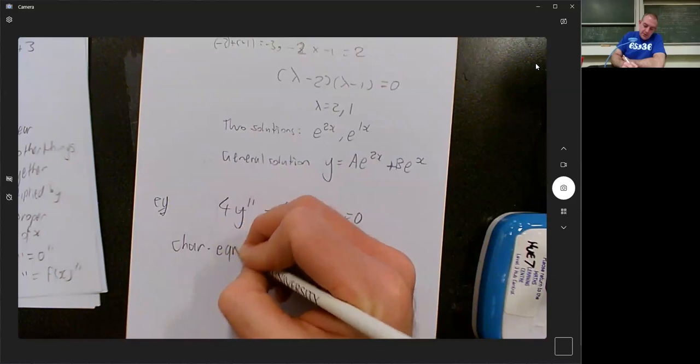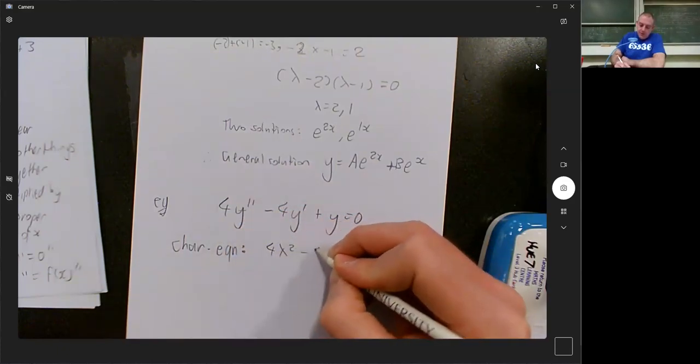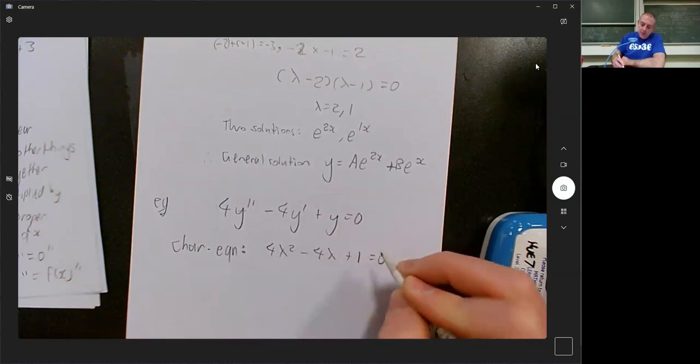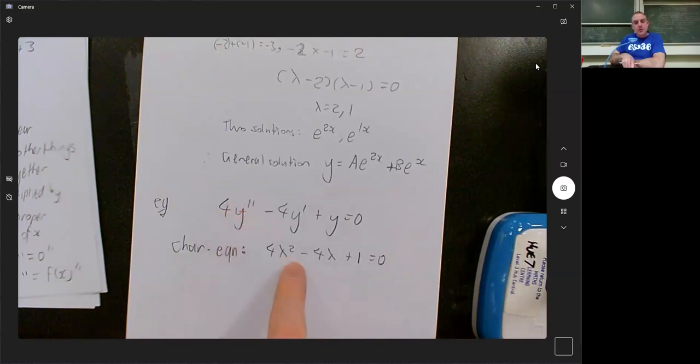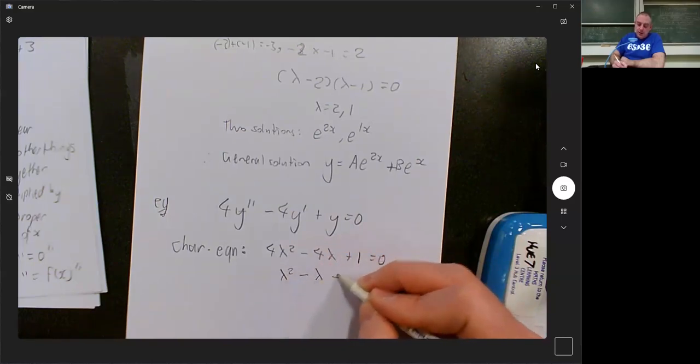The characteristic equation is 4 lambda squared minus 4 lambda plus 1 equals 0. Lambda, y double dash becomes a lambda squared, the y dash becomes a lambda, and the y becomes just a 1. Okay, and now I have to solve this. There are many ways to attempt to solve this. You could use the quadratic formula, or you could make it a monic polynomial, divide by that.